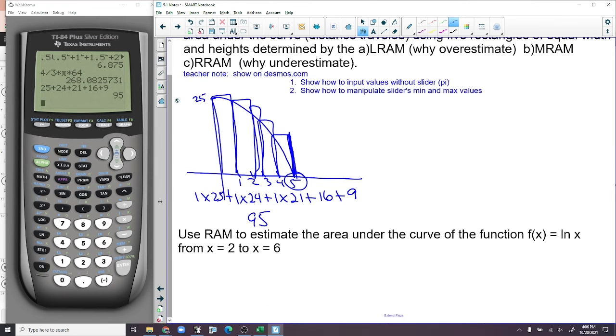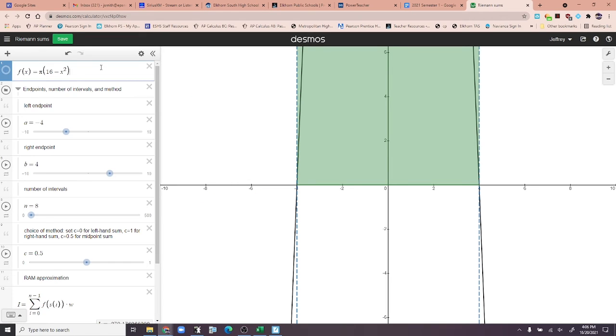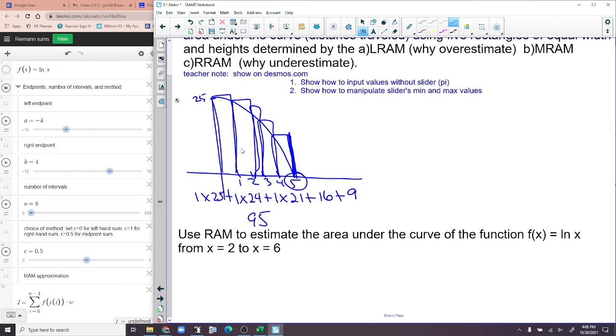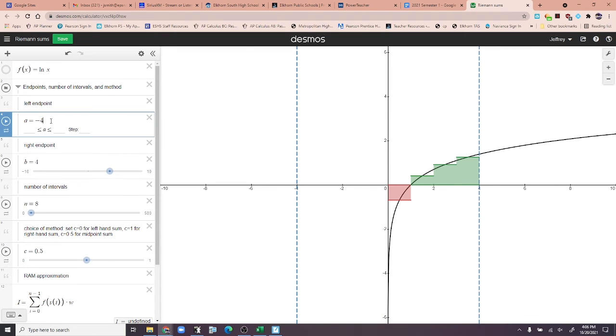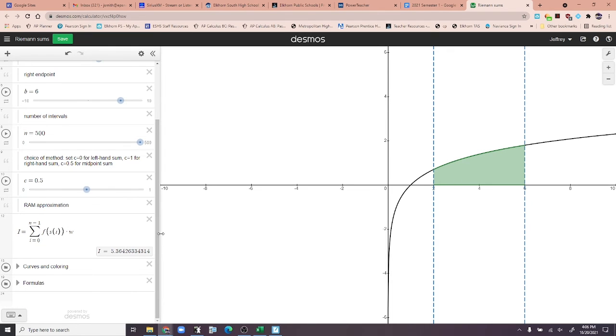Use RAM to estimate the area under the curve of the function natural log of x from 2 to 6. It says to use the RAM program, so we're just going to use 500 subintervals. We use the highest value this will go to. So natural log of x, going from 2 to 6 with 500 subintervals, and we get 5.364, using mid. I mean, why not? 5.364.